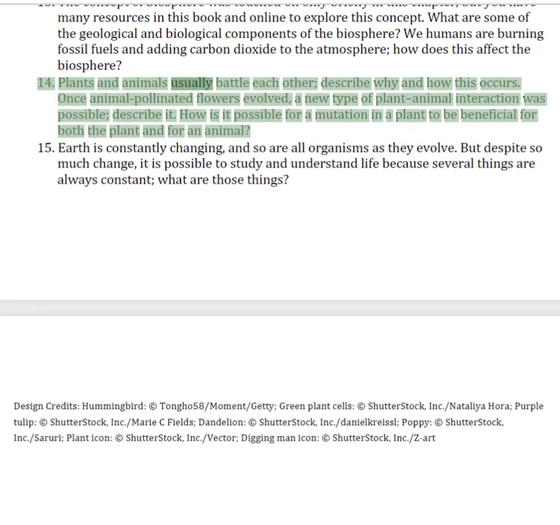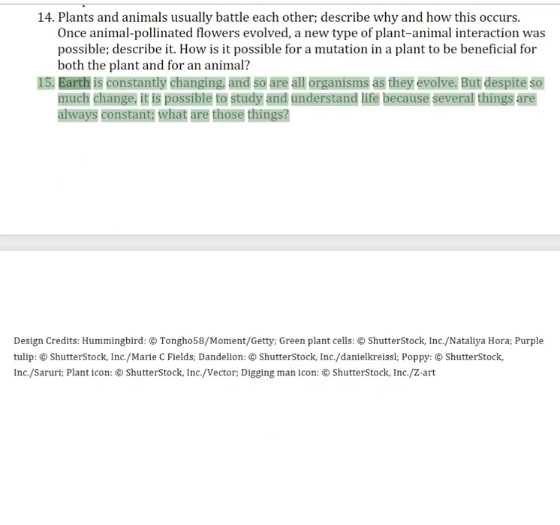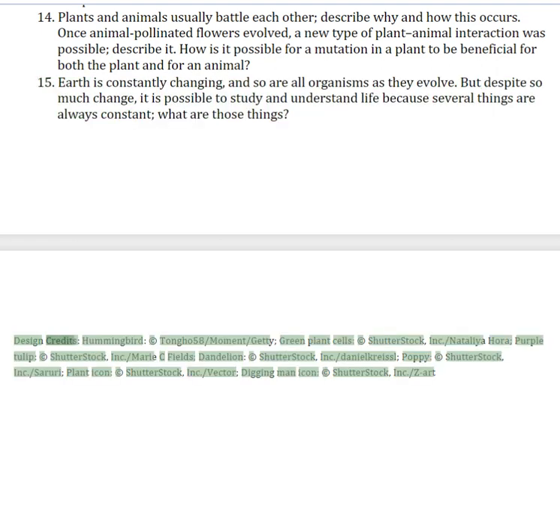14. Plants and animals usually battle each other. Describe why and how this occurs. Once animal-pollinated flowers evolved, a new type of plant-animal interaction was possible. Describe it. How is it possible for a mutation in a plant to be beneficial for both the plant and for an animal? 15. Earth is constantly changing, and so are all organisms as they evolve. But despite so much change, it is possible to study and understand life because several things are always constant. What are those things?